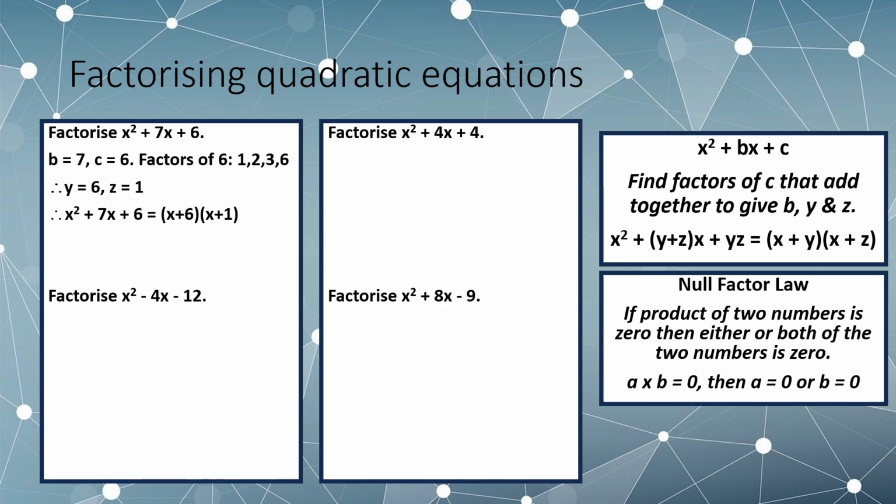Using null factor law, we can then solve from this stage as we set that equal to 0, and then we'll either have x equal to negative 6 to make that first bracket set 0, or x is equal to negative 1.